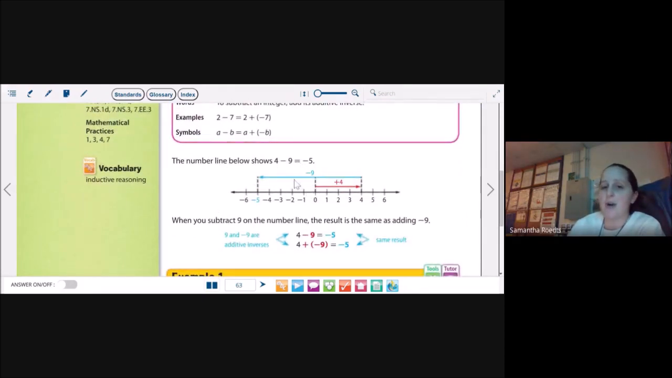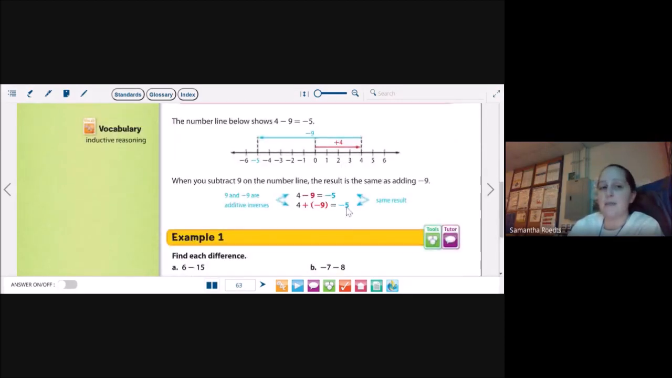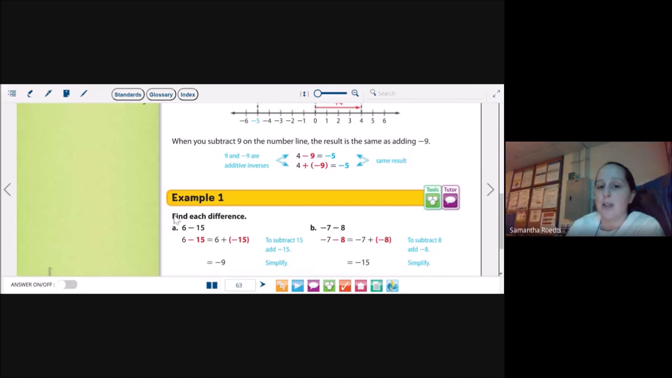So again, I start at 0. I go 4 units to the right, and then minus 9, back 9 units to the left, which gives me the negative 5. When you subtract 9 on the number line, the result is the same as adding negative 9. Okay, so it's the same type of thing that we just did in lesson 2. So let's look at an example.